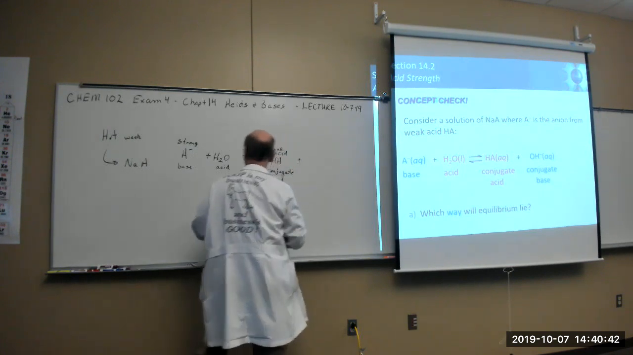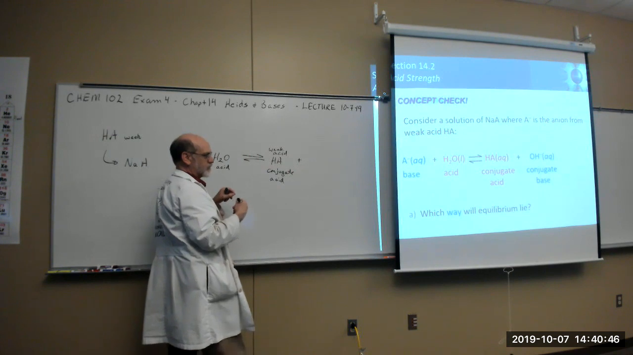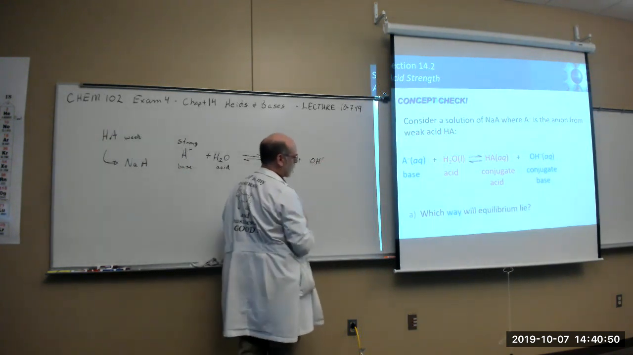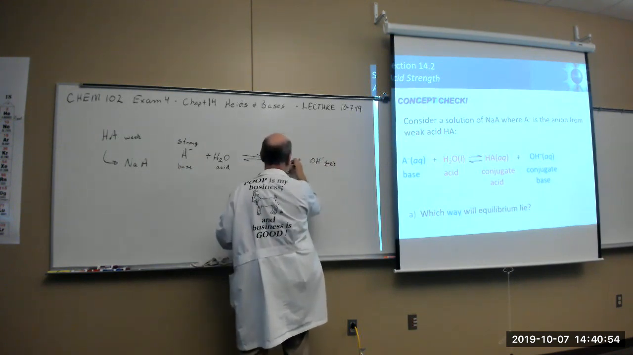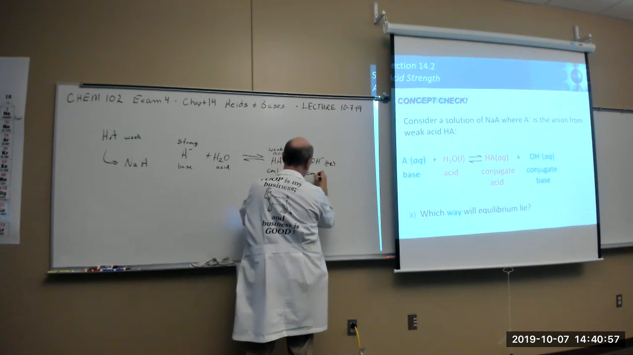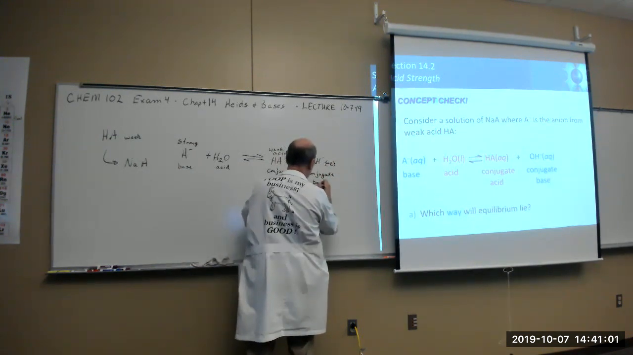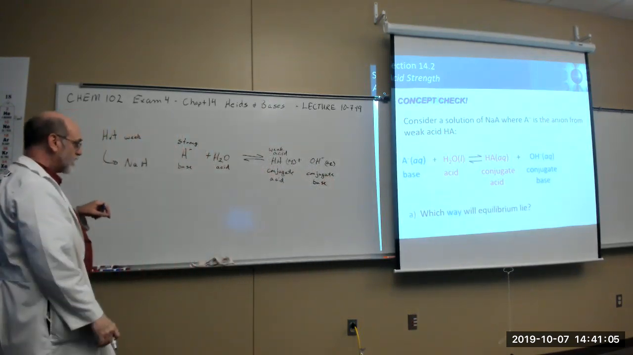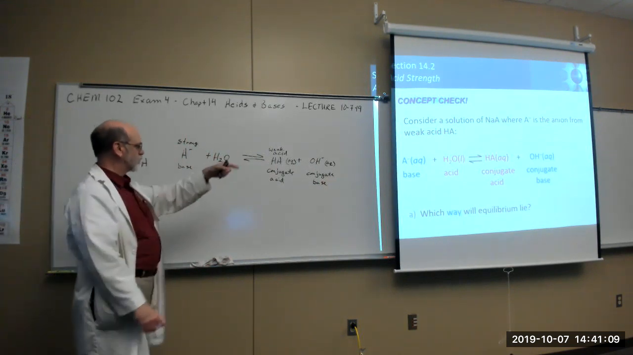And then what's left over? If we transfer a proton out of there, you're left with an oxygen and a hydrogen. So you got the hydroxyl. Okay? And this is the conjugate base. Okay? Which way would the equilibrium lie? That way or this way?